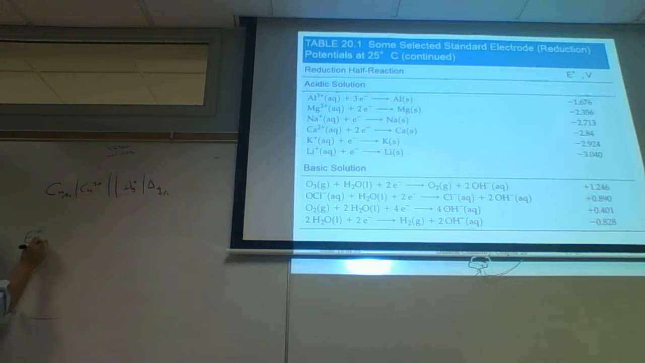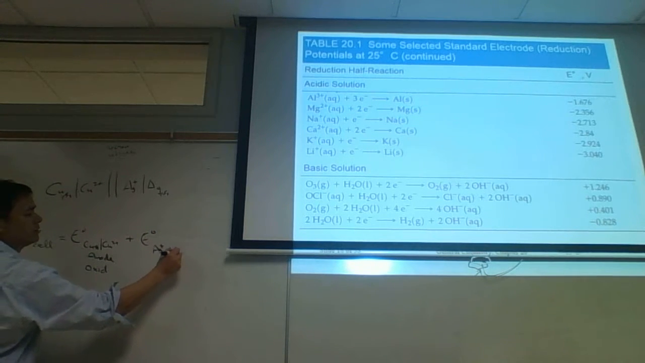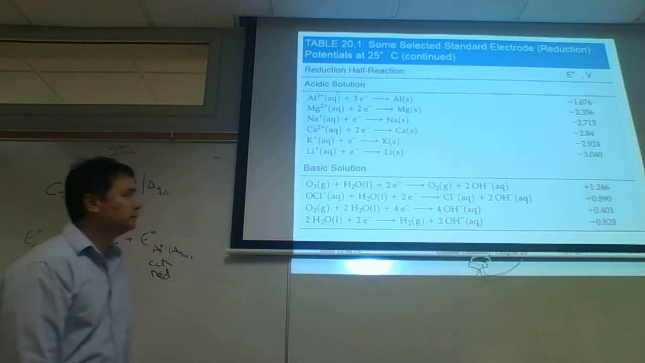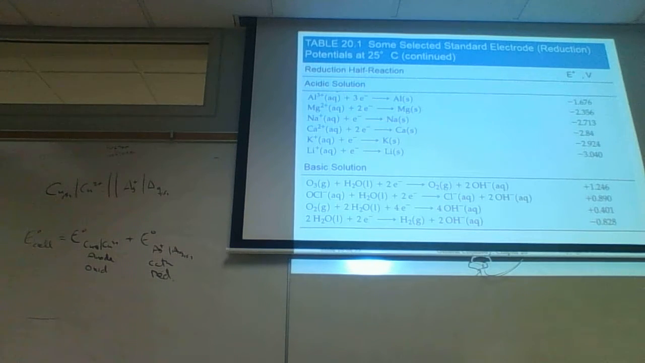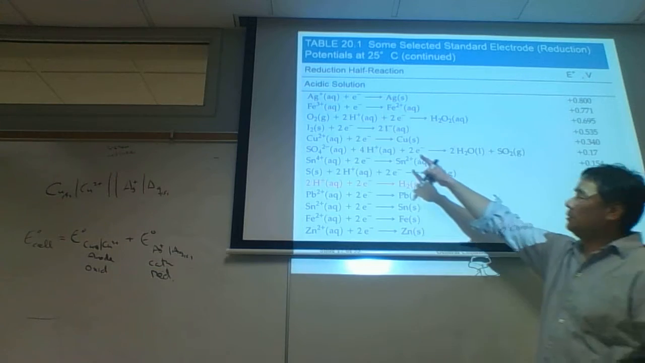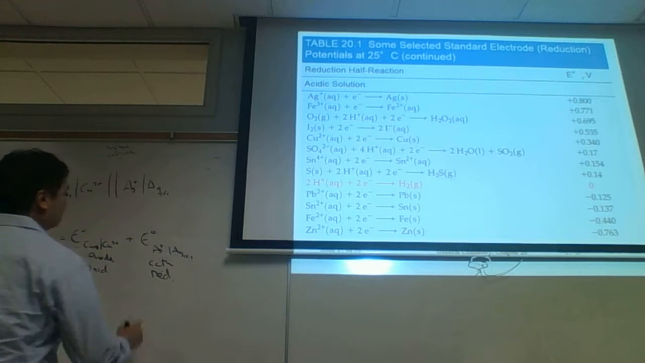E naught of this cell is going to be equal to the E naught for the copper solid, copper 2 plus couple. In other words, this is the anode, or this is oxidation, plus E naught for silver plus going to silver solid, which would be the cathode, which would be reduction. Now, silver plus going to silver solid is 0.800 volts.